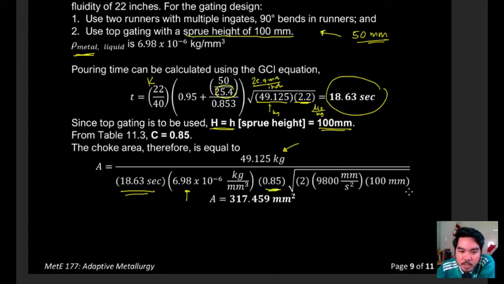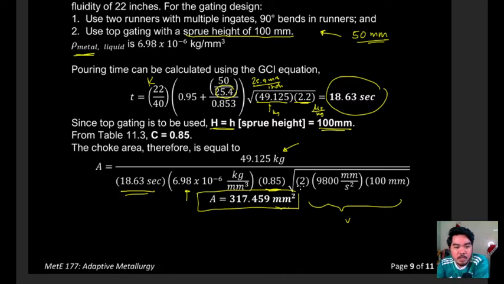Thus this is square root of 2gh, which is again this is our velocity term, no? So we'll use 9,800 mm per second squared for the g value para puro naka mm siya. So konti na lang yung, or para yung final answer natin will be in millimeters na. Okay? We'll multiply it by the effective height h, which in this case is just yung sprue height natin, small h. Okay? So that's 100 millimeters. And if you do the evaluation, we should get the choke area of 317.457.